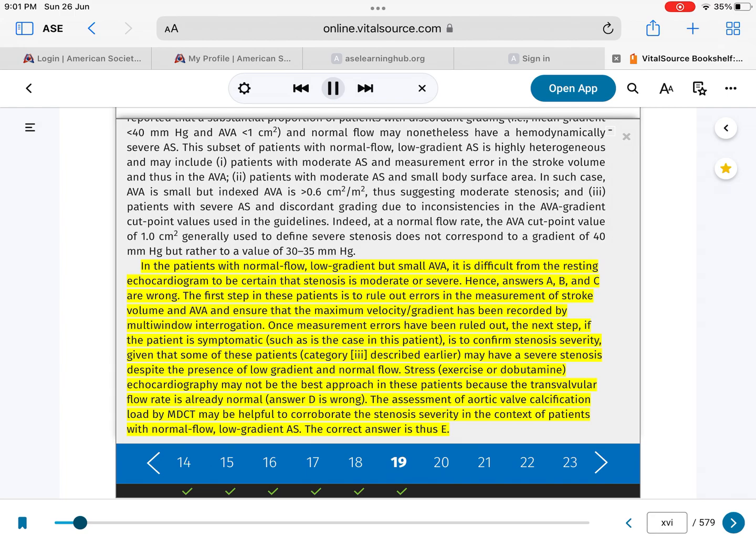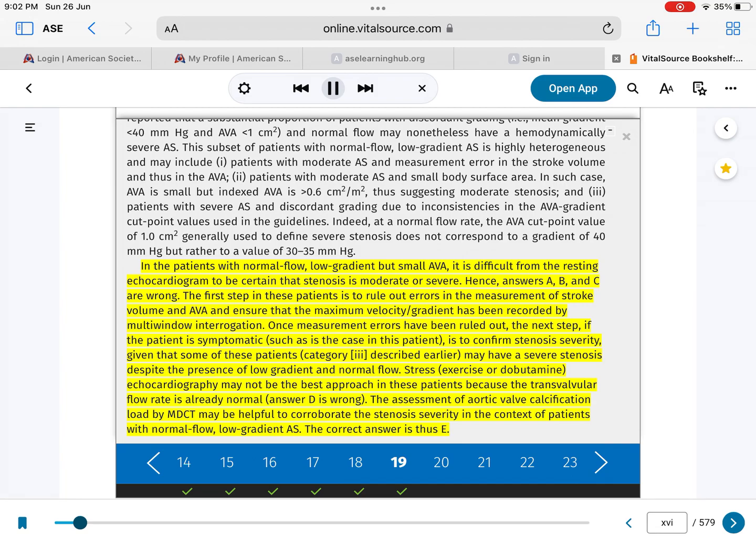The first step in these patients is to rule out errors in the measurement of stroke volume and AVA and ensure that the maximum velocity and gradient have been recorded by multi-window interrogation. Once measurement errors have been ruled out, the next step, if the patient is symptomatic, such as is the case in this patient, is to confirm stenosis severity. Given that some of these patients, category 3 described earlier, may have a severe stenosis despite the presence of low gradient and normal flow, stress exercise or dobutamine echocardiography may not be the best approach in these patients because the transvalvular flow rate is already normal.